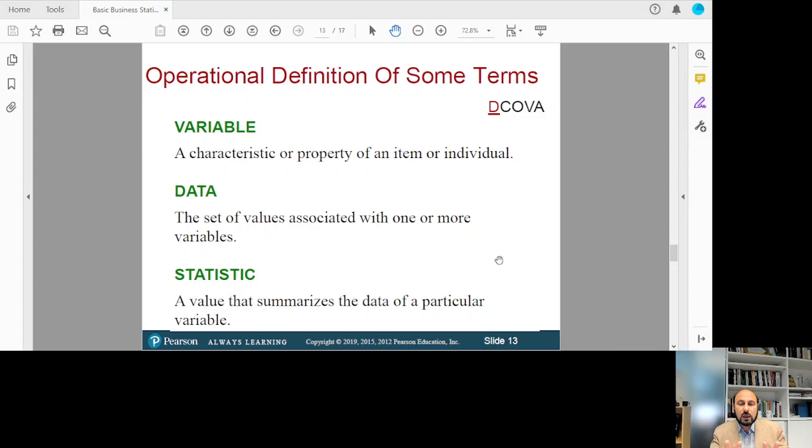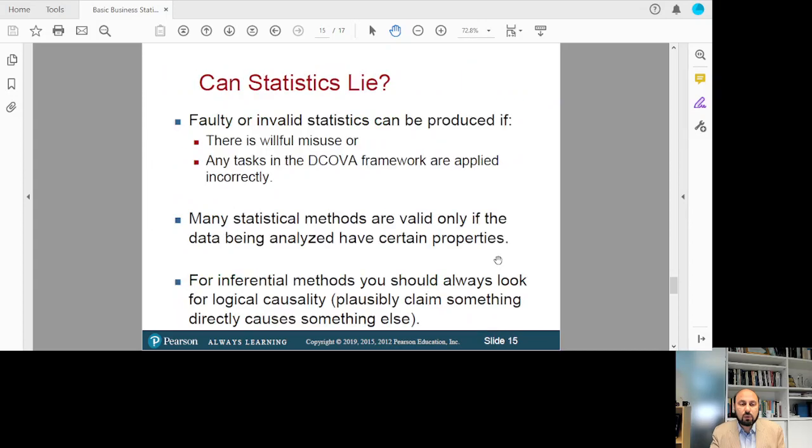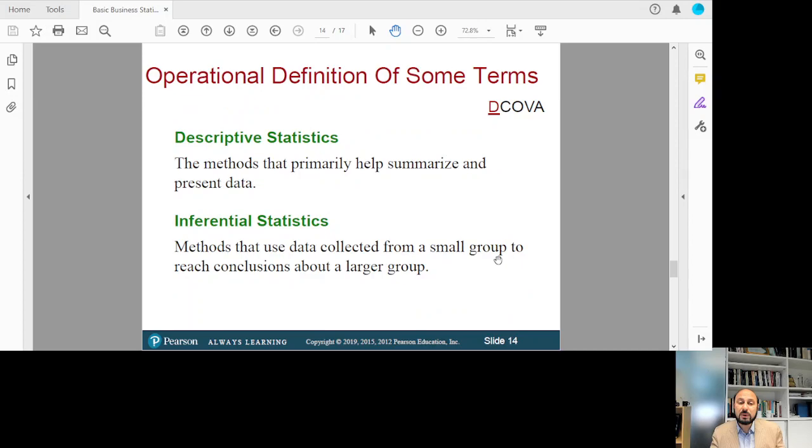In addition, we also need to understand descriptive statistics, which is the method that primarily helps summarize and present data to make meaningful conclusions. And inferential statistics is a method that uses data collected from a small group to reach conclusions about a larger group. For example, we collect data from a sample and want to generalize to the population. We have to use some inferential statistics method that can draw a meaningful conclusion for us. So we need to understand which method to use at what point in time.